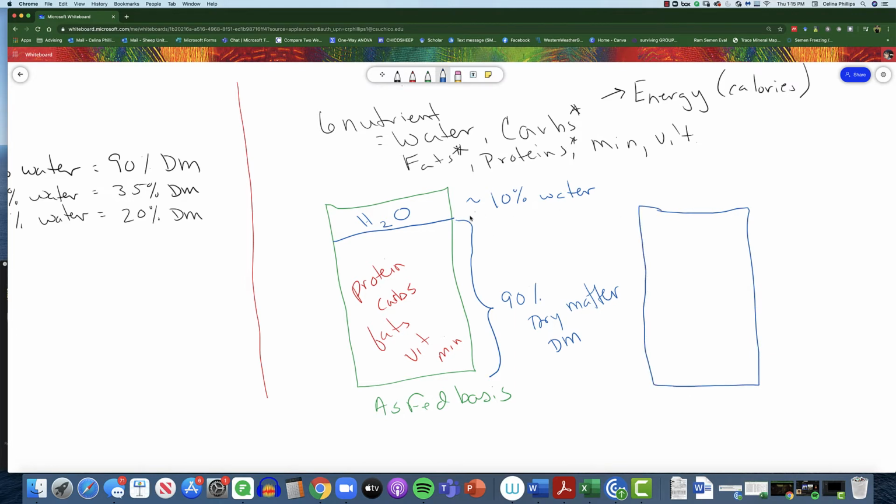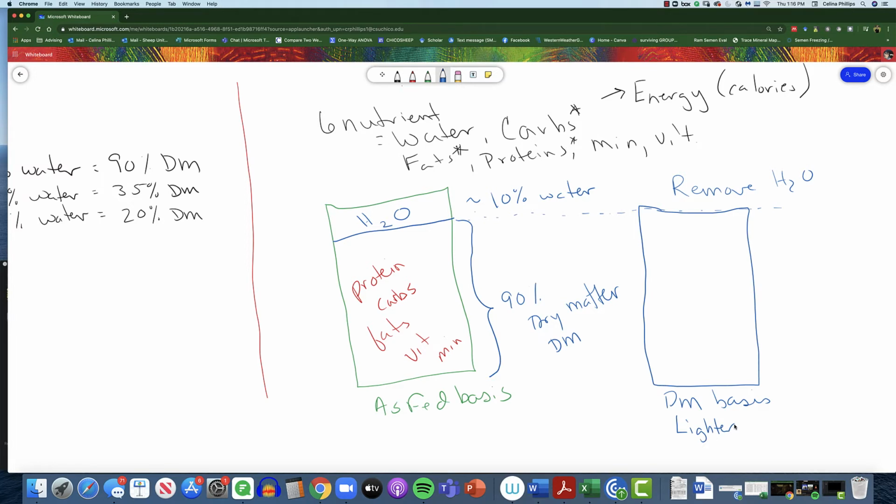So if we just draw a dashed line and we've removed the water, now what we have is the true dry matter basis for this feed. So now what we're going to see is if we took that bale of hay and dried it, we're going to realize that, okay, on a dry basis, that bale of hay should be lighter weight, correct?